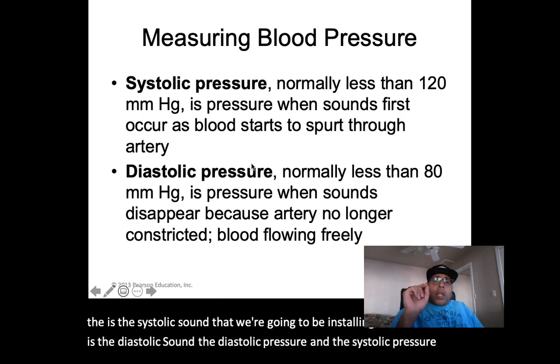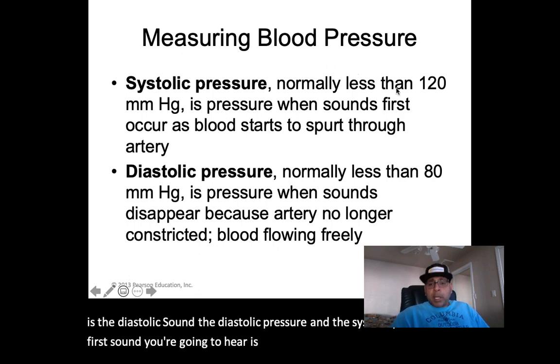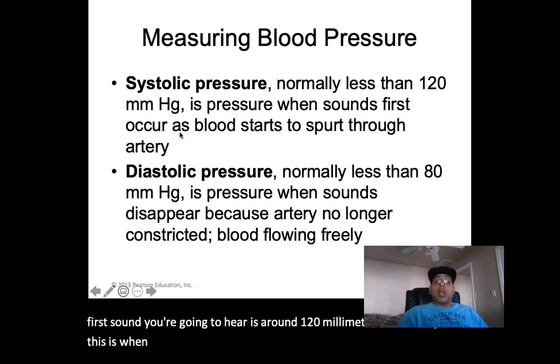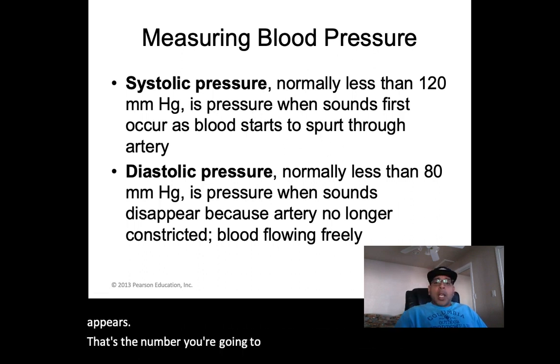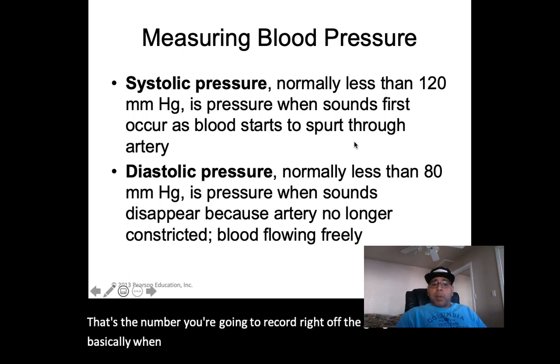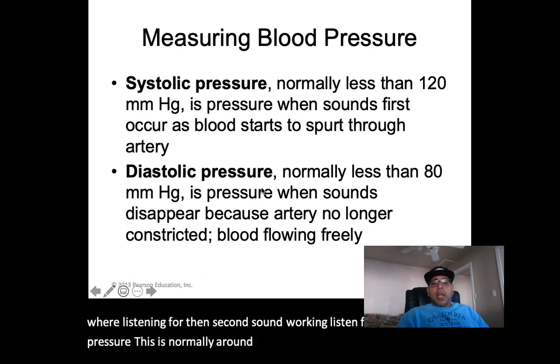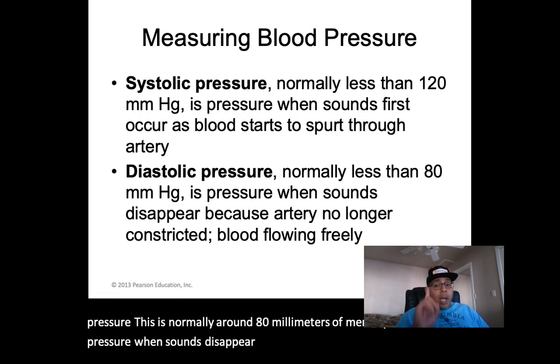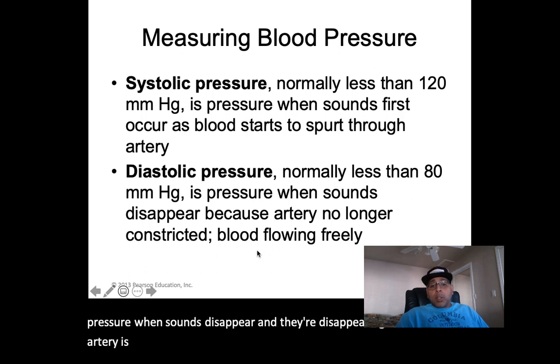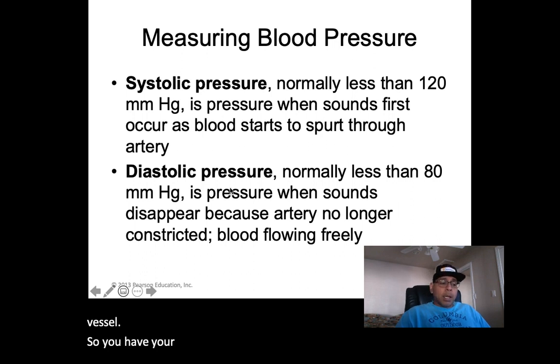So the first sound you're going to hear is around 120 millimeters of mercury. And this is when the first sound occurs. So when the sound first appears, that's the number you're going to record right off the gauge. This is basically when blood starts to spurt through the artery. That's the sound we're listening for. Then the second sound we're going to listen for is the diastolic pressure. This is normally around 80 millimeters of mercury. And this is the pressure when sounds disappear. They're disappearing because the artery is no longer constricted, so blood is flowing freely through the vessel. So you have your systolic and diastolic pressures.